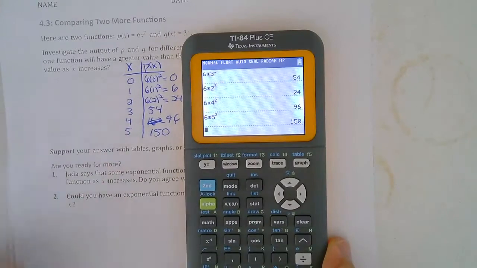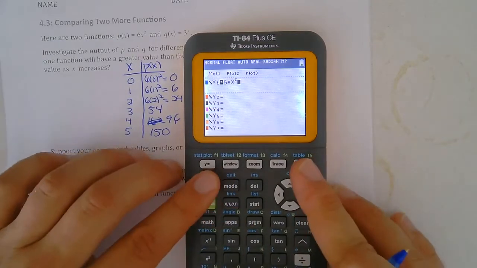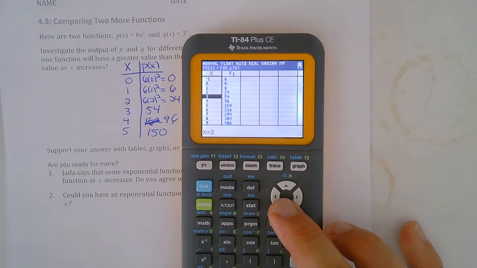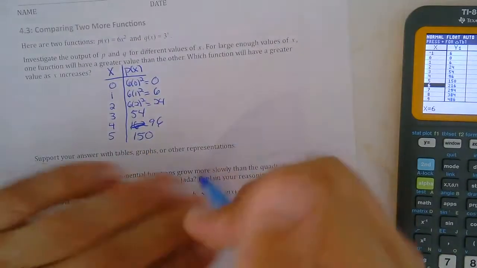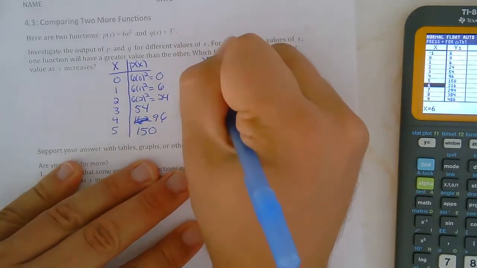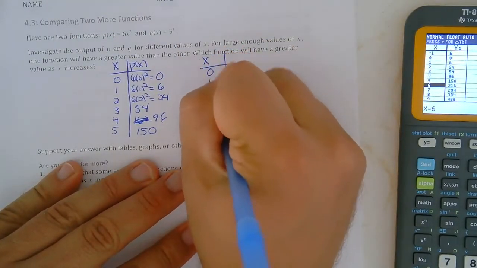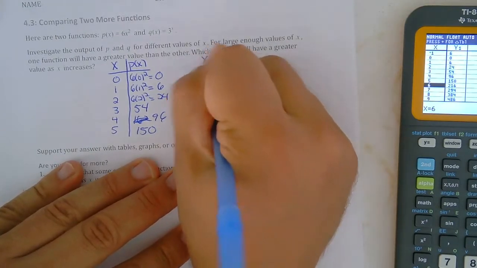Let me show you another way to put that in. You can go y equals, and we have 6 times, so let me clear this out, 6 times x and then squared. And you can make a table of values right here as well. So I can verify that the numbers I got are correct. So over here, I'm going to do the same thing. We have x and then y. So we have 0, 1, 2, 3, 4, and 5.